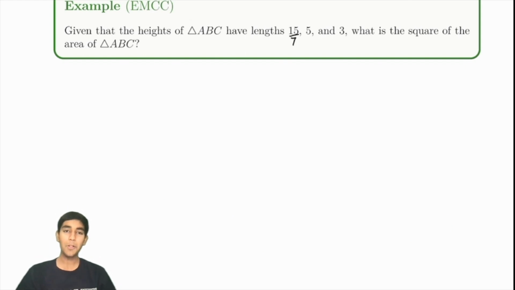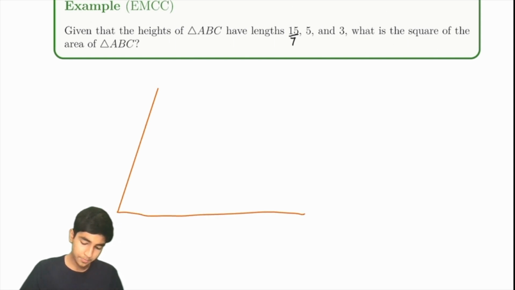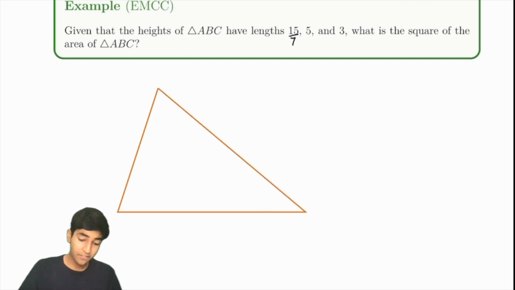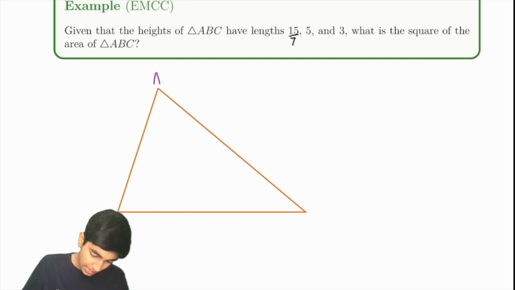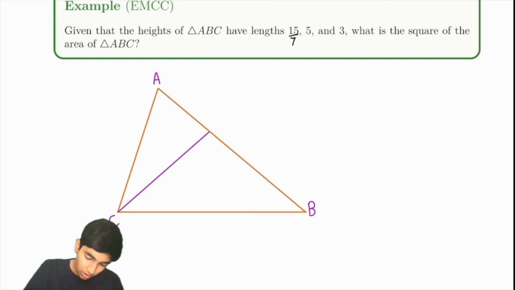Let's now try this simple but interesting example that uses multiple triangle area formulas that we just learned. Given that the heights of triangle A, B, C have lengths 15/7, 5, and 3. Okay, so A, B, C, and we're given that their heights, which is the altitudes, right? Heights form a 90-degree angle with their base. So something like that. That's going to be a height of the triangle.